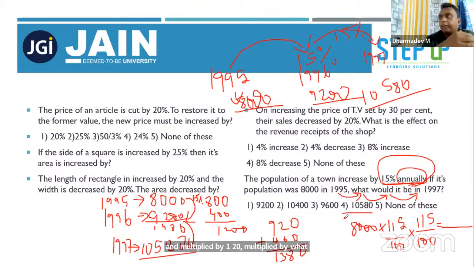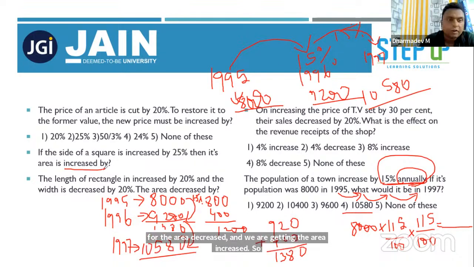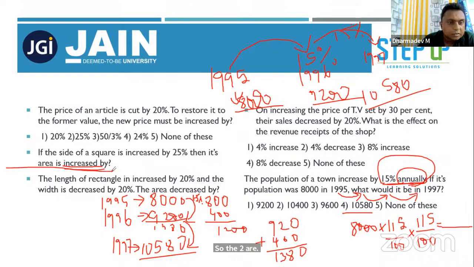Okay, 125 into 120. Yeah, we got 156.25%. And you told us that when the percentage is above 100, it means it's an increase, right? Yes. So the answer should be 56.25 as an increase. But remember, the question is asking for the area decrease, and we are getting the area increase. That is the third question, and this is the second question. For the second question, it was 56.25 increase.